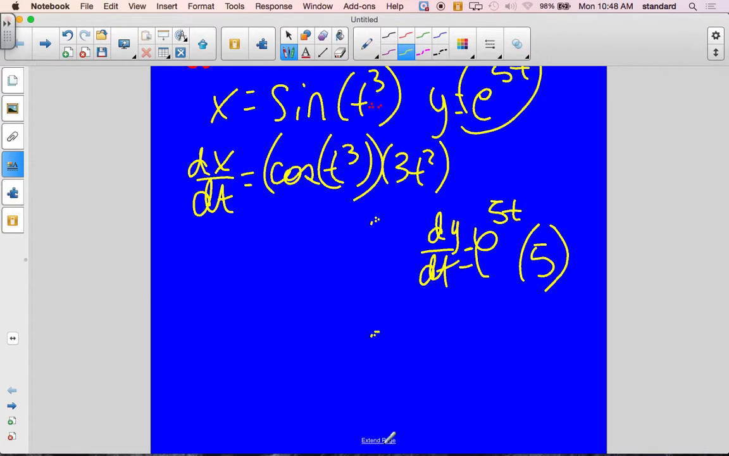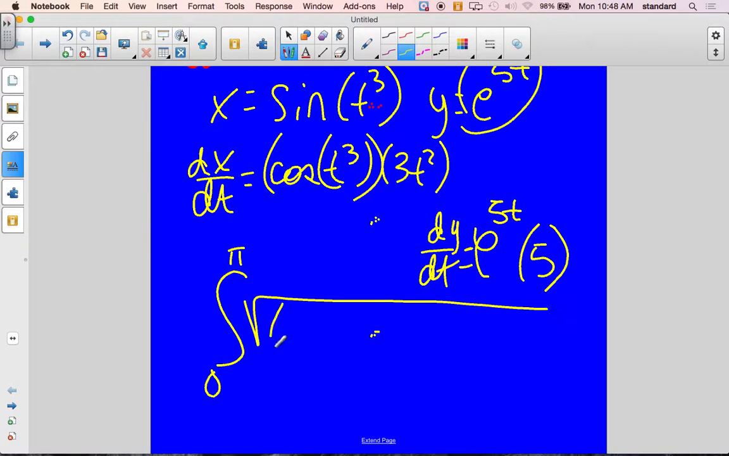From where to where did they say to go? 0 to pi. I would go square root of (dx/dt) squared plus (dy/dt) squared, dt. That'll give me the length of a curve.